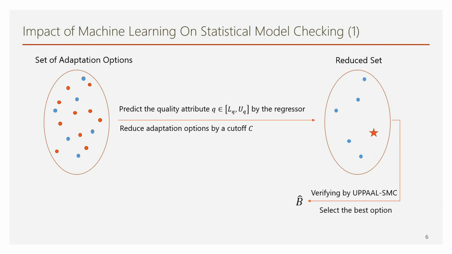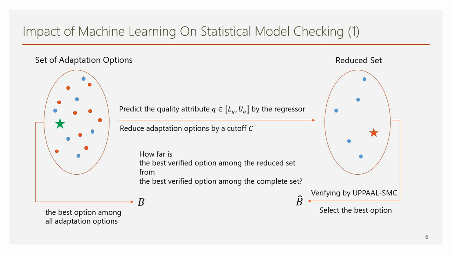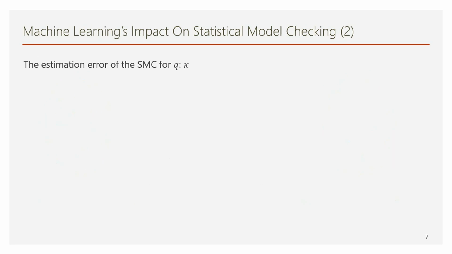Now suppose that the value of the best option from the verification of the reduced set is denoted by b hat. On the other hand, suppose that the true value of the best option among all the adaptation space is denoted by b. Now, to measure the quality of the reduction method, we need to know the distance of the selected best option from the real one, or mathematically, the difference of b and b hat.